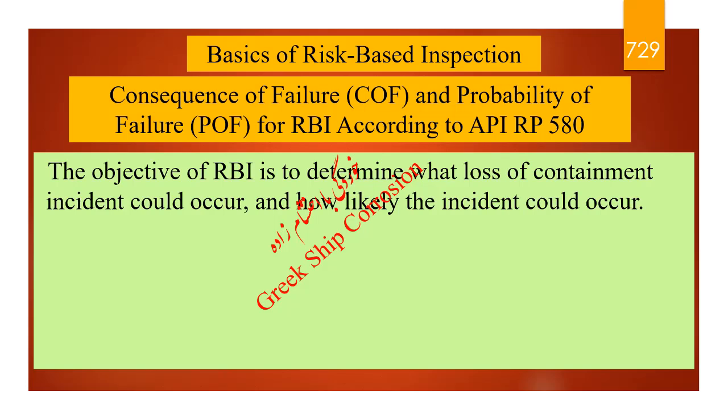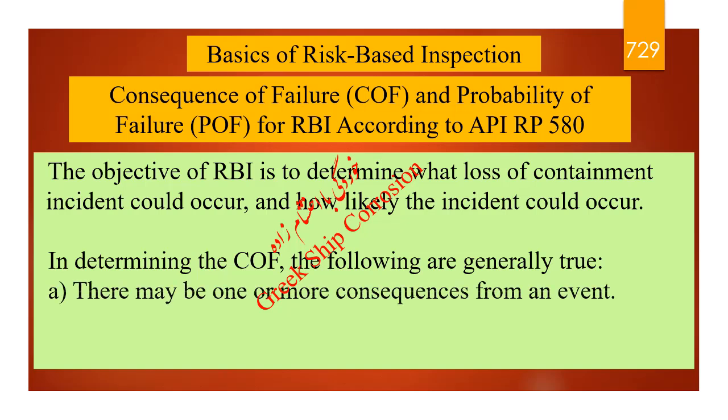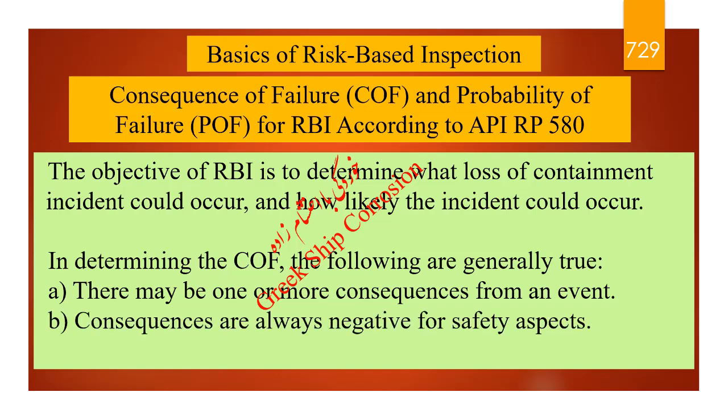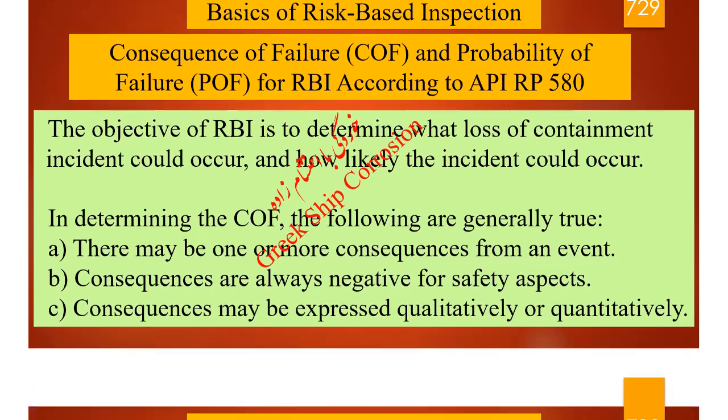The objective of RBI is to determine what loss of containment incident could occur and how likely the incident could occur. In determining the COF, the following are generally true. A. There may be one or more consequences from an event. B. Consequences are always negative for safety aspects. C. Consequences may be expressed qualitatively or quantitatively.